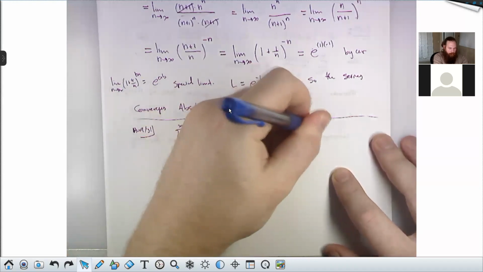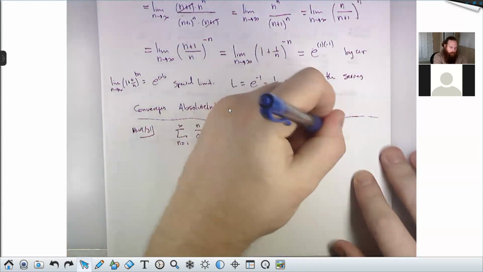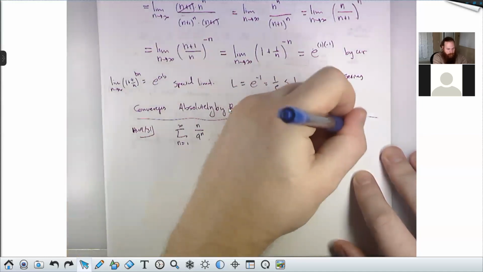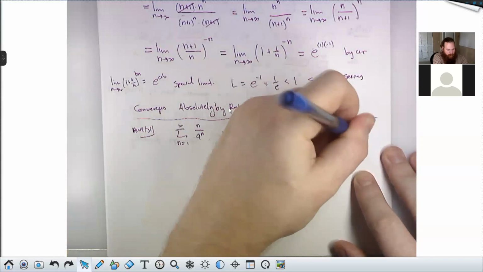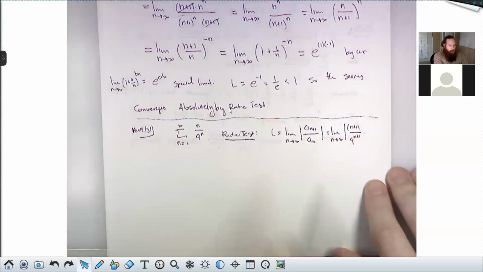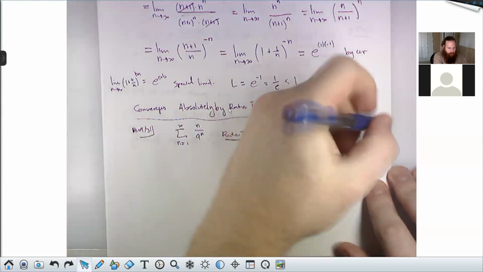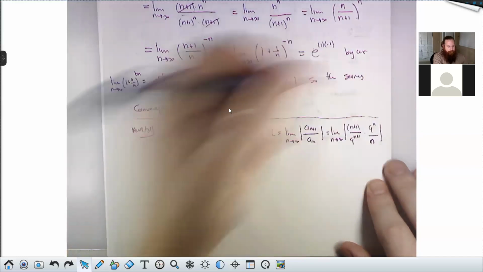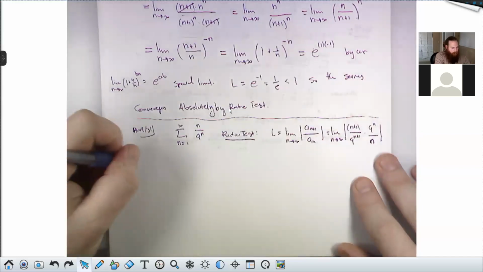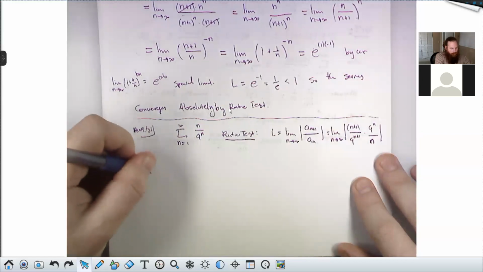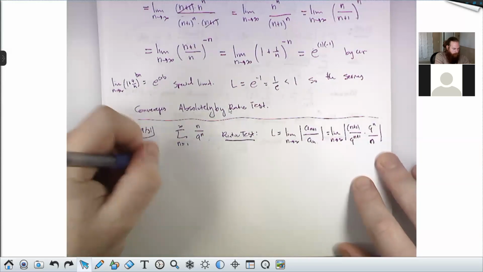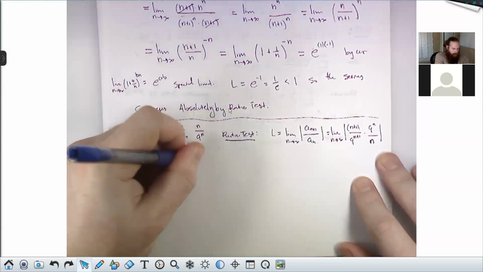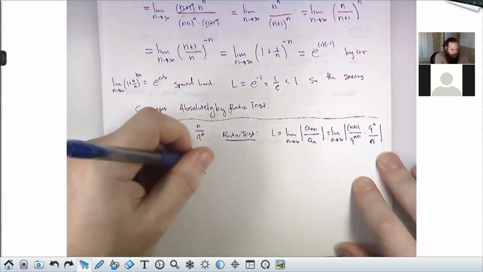Absolute value a_(n+1) over a_n is the limit as n goes to infinity of the absolute value of (n+1) over 9 to the n+1, times, I'll multiply by the reciprocal of a_n, which is 9 to the n over n. So that's the limit as n goes to infinity. I'm just going to shuffle the terms around: (n+1) over n times 9 to the n over 9 to the n+1.